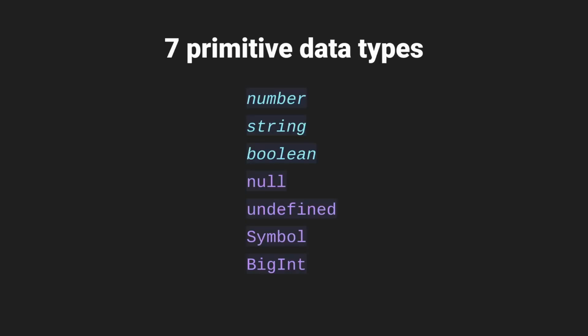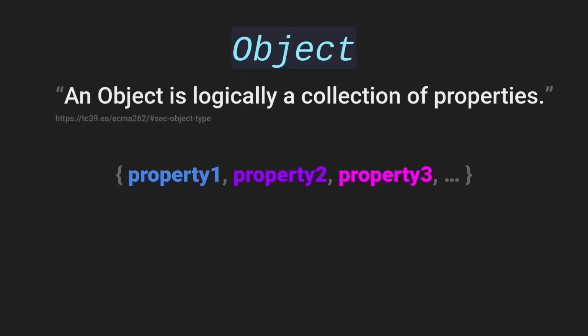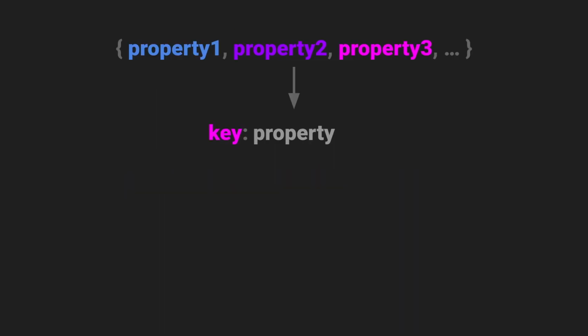JavaScript possesses 7 primitive data types: number, string, boolean, null, undefined, symbol, and big int. Everything else are objects. According to the specification, an object is logically a collection of properties. Properties are identified using keys. Think of a key as the name of a property. Property keys are used to get or set property values.